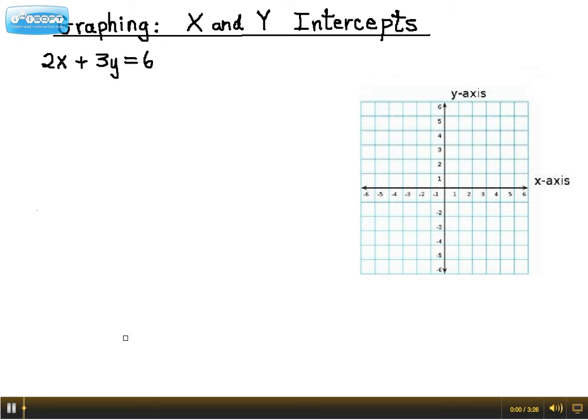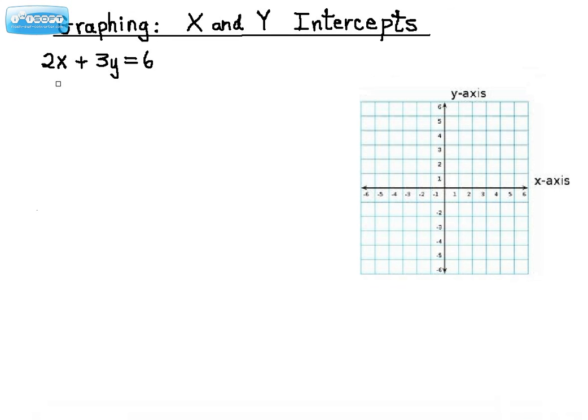Graphing the x and y intercepts. Here we have an equation, 2x plus 3y equals 6, and we have the graph of a coordinate plane. First, I'd like to explain a little about what the intercepts are.